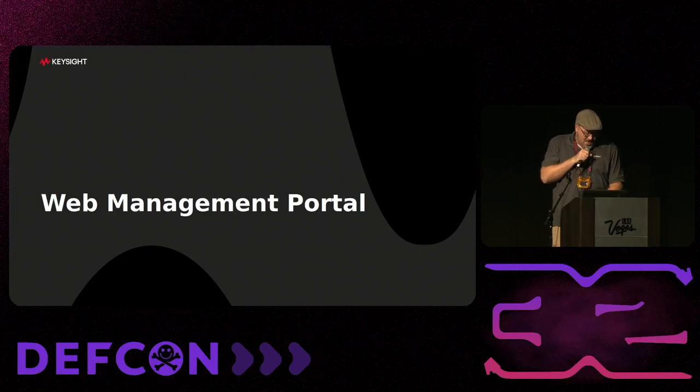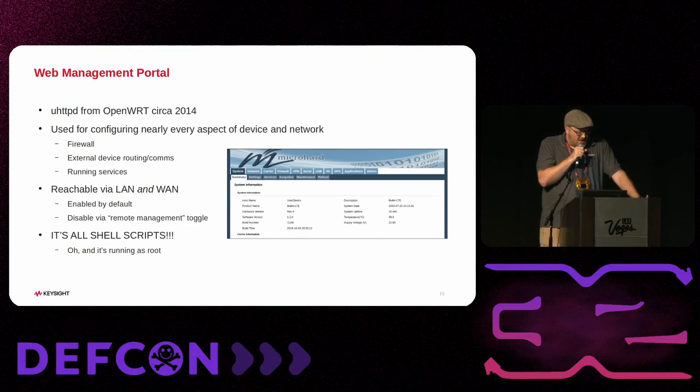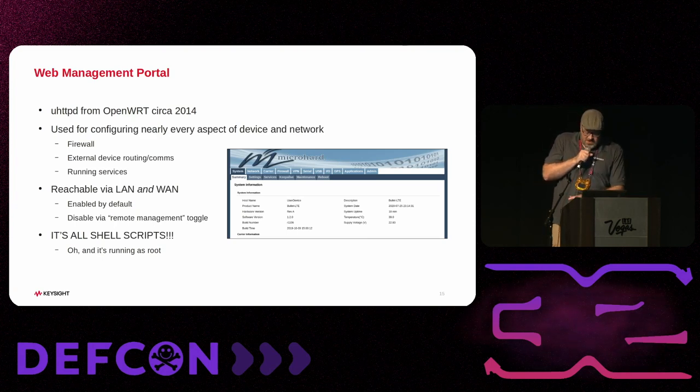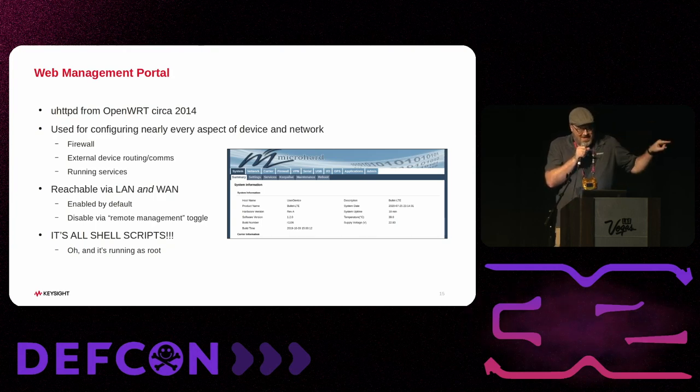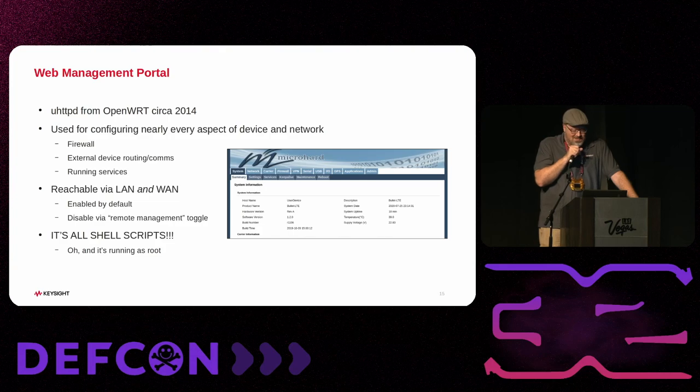Okay, so let's actually get into the bones. The web management portal was the main focus of my audit when I was originally looking at these devices. Like I mentioned earlier, it's uHTTPd based on the version from OpenWRT in 2014. It's used for configuring basically every aspect of the device, and it is reachable from LAN and WAN side. That's enabled by default, and you have to actually turn it off if you don't want it reachable from the WAN side. But the best part is it's all shell scripts.